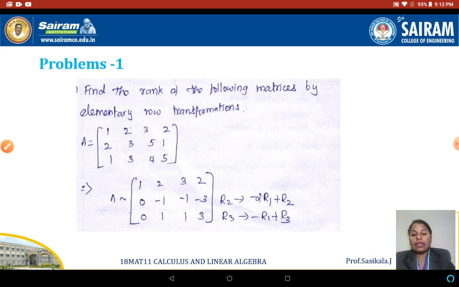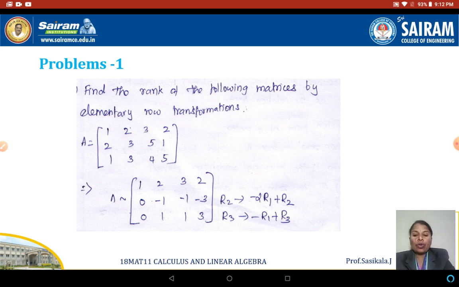Now you can see whether we reached echelon form. No. What you have to do? Again, I need to make this position also 0. Okay. So for that, I should use your second row. Looking at that, you can easily identify the new A matrix. Minus 1 plus 1 is there. Just you can add it. You can get the answer. What is that?